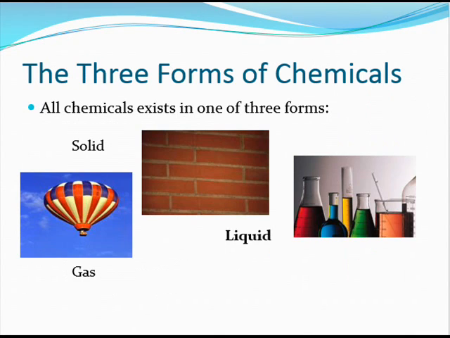The three forms of chemicals. All chemicals exist in one of these three forms: a solid, a liquid, or a gas. The physical form of the hazardous chemical can affect how hazardous it is when it enters the body.